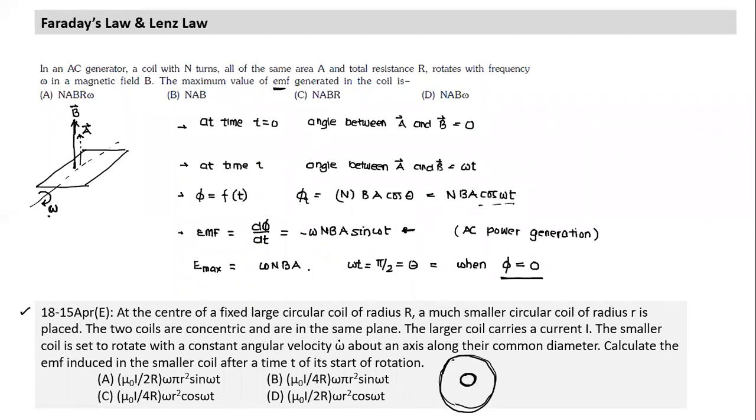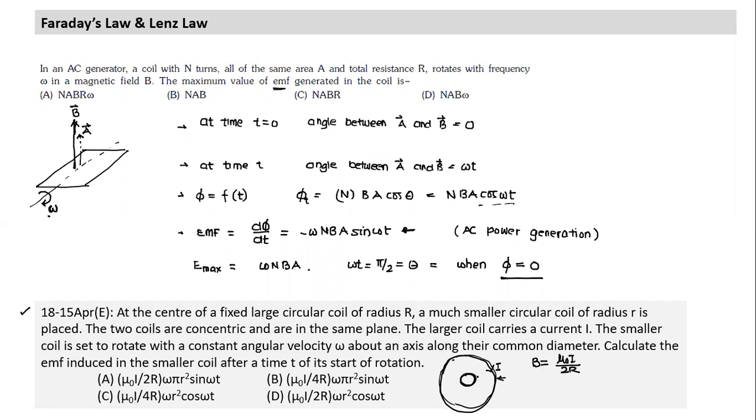At the center of a fixed large coil of radius r, a small coil of radius r is placed. The two coils are concentric and in the same plane. The large coil carries current I. So this coil is fixed and the current is also fixed. The small coil is small, which means the magnetic field through the small coil is constant. What is B equal to? B is mu naught I by twice the radius of the large coil.